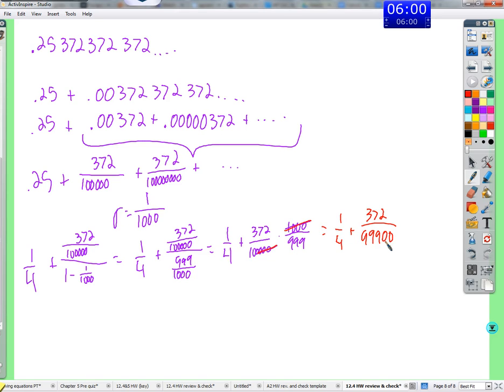So we should simplify this as much as possible, and then get a common denominator and add. So let's see. What do these two have? I know they have a 2 in common, right? So let's start there. But wouldn't you have to make the 1/4 a 1/2? Why 1/2? Because of the 0.25. 0.25 is 1/4. I thought that 1/4 was something totally different, and so I thought over 99,900.